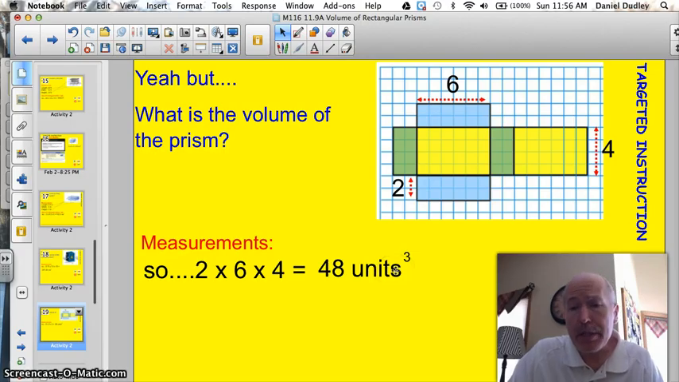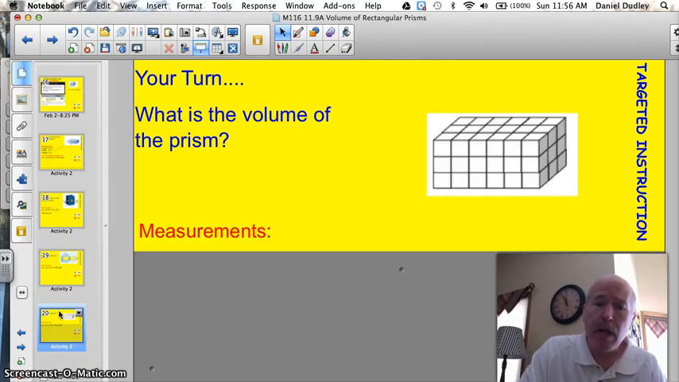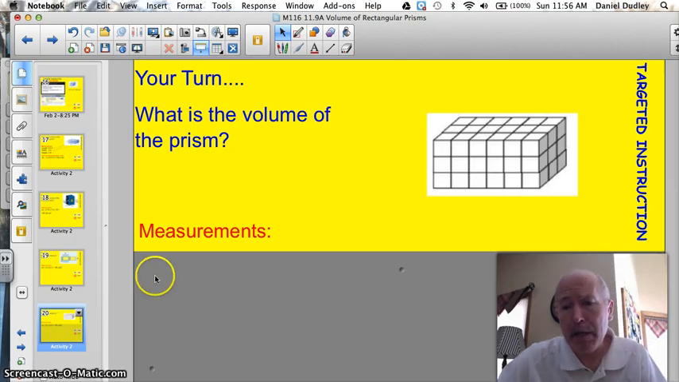We don't know what these things are. We can't call them centimeters, we're not sure, so we just call them units cubed. All right, your turn for kind of a tricky one using that same logic. What's the volume of this prism? Well, let's see how you did.